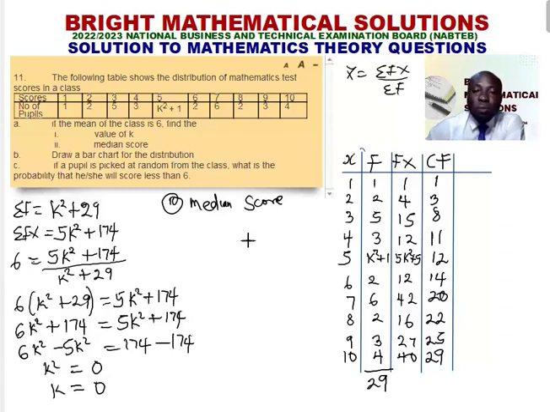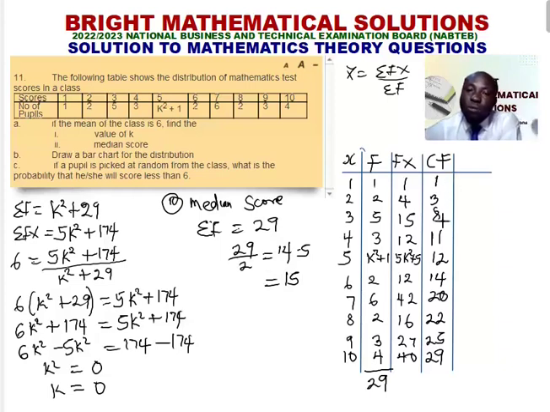Now, since the summation f equals 29, the median class will now be 29 divided by 2, which is 14.5. So if we approximate, this gives us 15. We will now come to the cumulative frequency and look for where we can find 15. So 15 is here. So we are going to trace it.